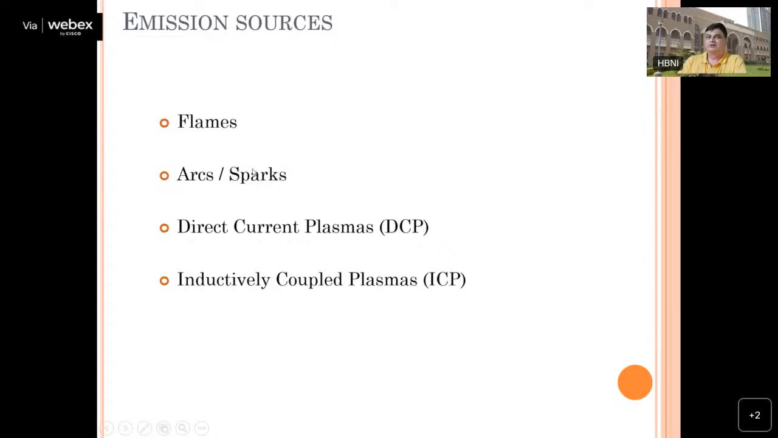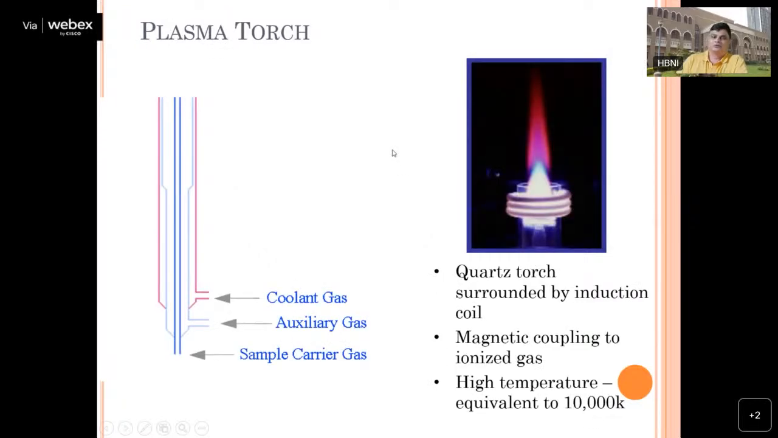The emission sources are basically flame, arc, spark, direct current plasmas, and then inductively coupled plasmas. This is basically a plasma torch with three concentric rings. In the center, the sample carrier gas flows, and then the auxiliary gas and the coolant gas. Before going further, let me tell you, in most cases earlier we used argon and nitrogen, where nitrogen was used only for the coolant gas, and for the auxiliary and sample carrier gas we used argon.